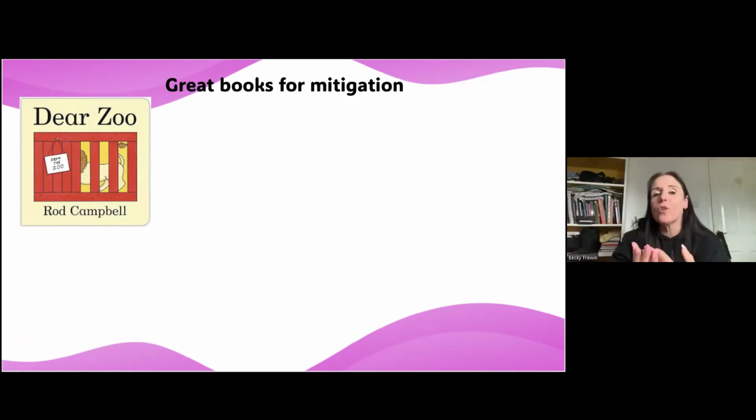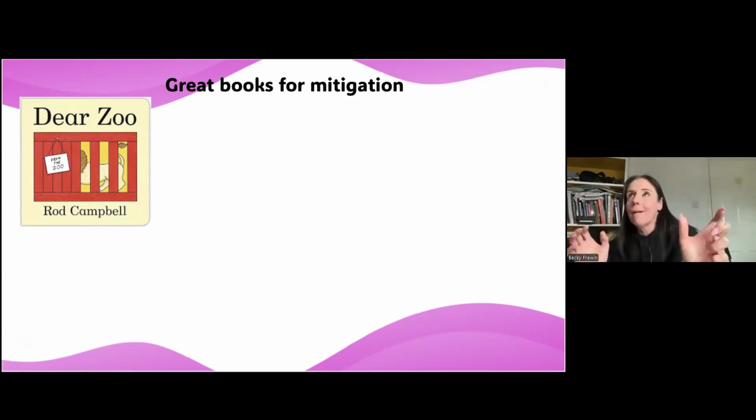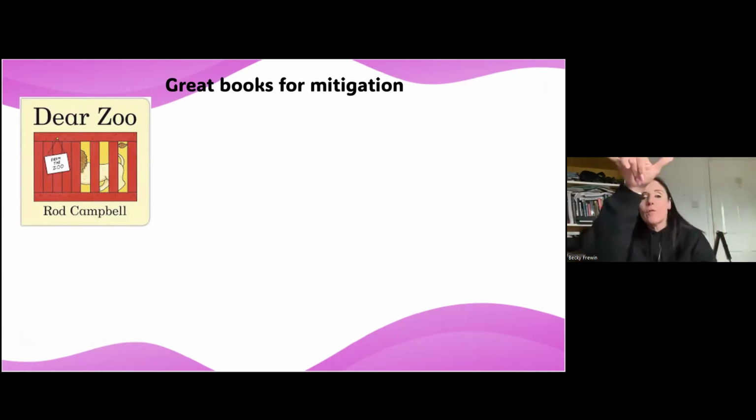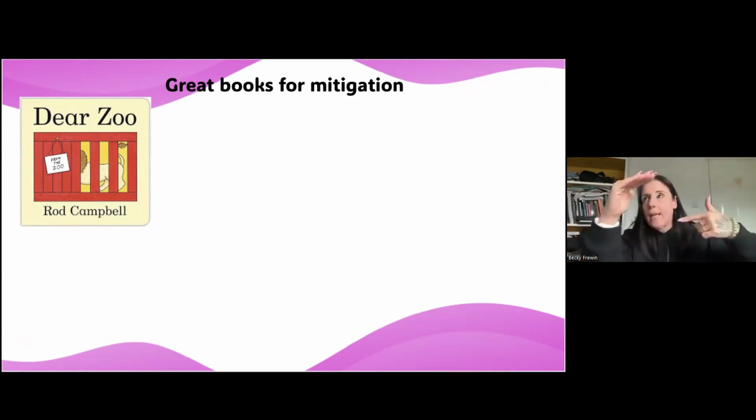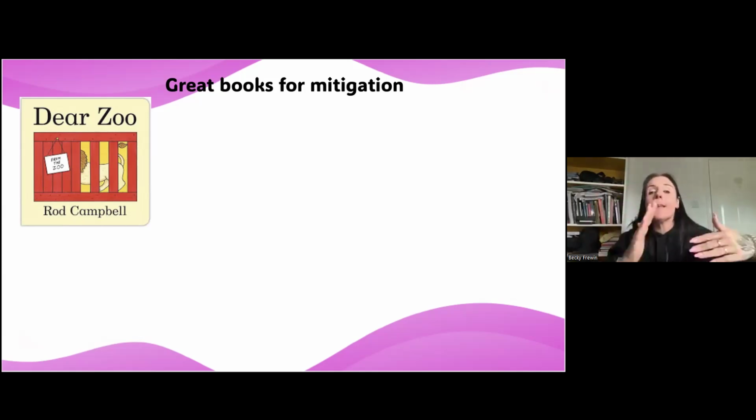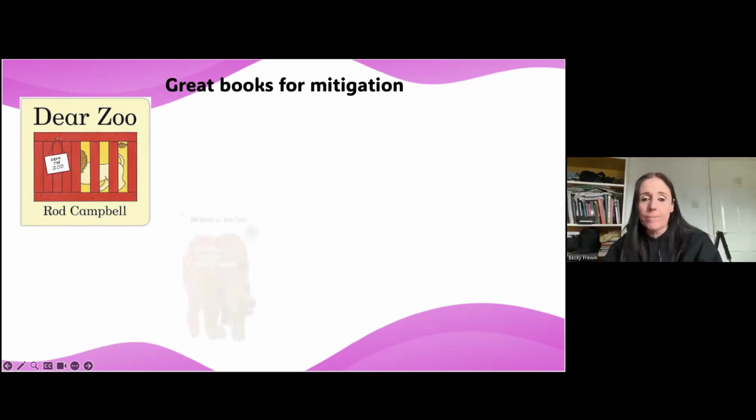So, I wrote to the zoo to send me a pet. They sent me a lion, giraffe, camel, monkey, frog, puppy. Yeah. So you've got that frame, and then it's that last animal. Okay. And again, he was too big, grumpy, jumpy, naughty, scary. I sent it back. Okay, so that's an absolutely classic example of a really good book for that frame and slot style of mitigation.